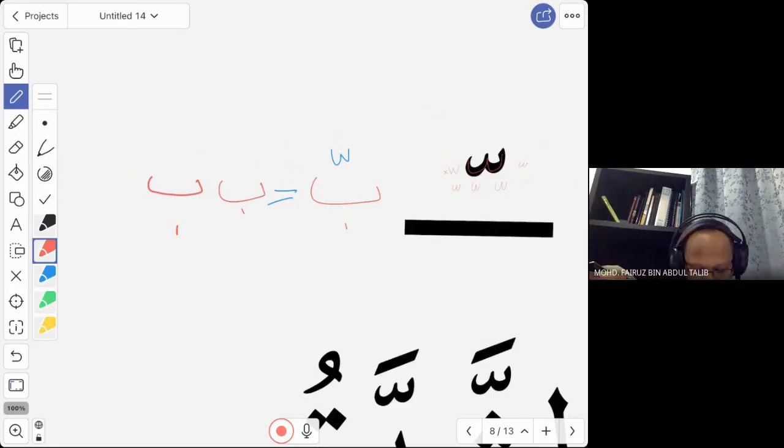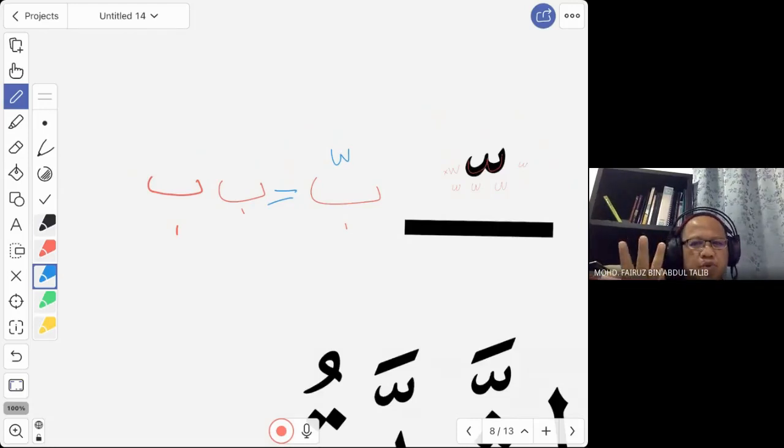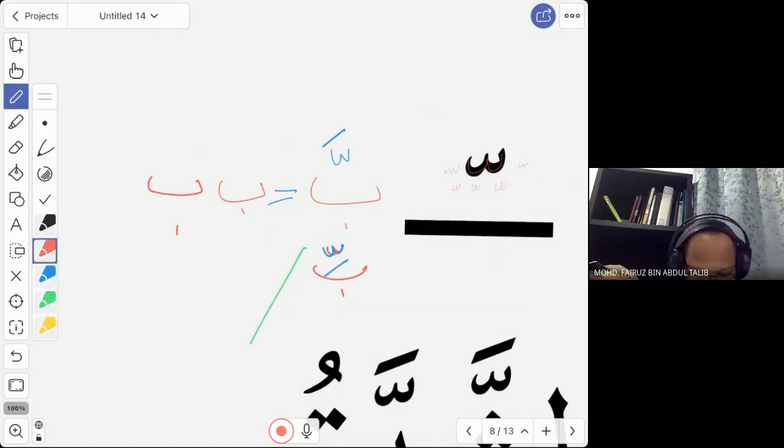Number two, you will not see the shaddah alone on its own. It has to be accompanied by one of these three vowels. It is either shaddah with a fathah, or shaddah with a kasrah, and shaddah with a kasrah can be written like this, or it can be written like this. So these two are shaddah with a kasrah.